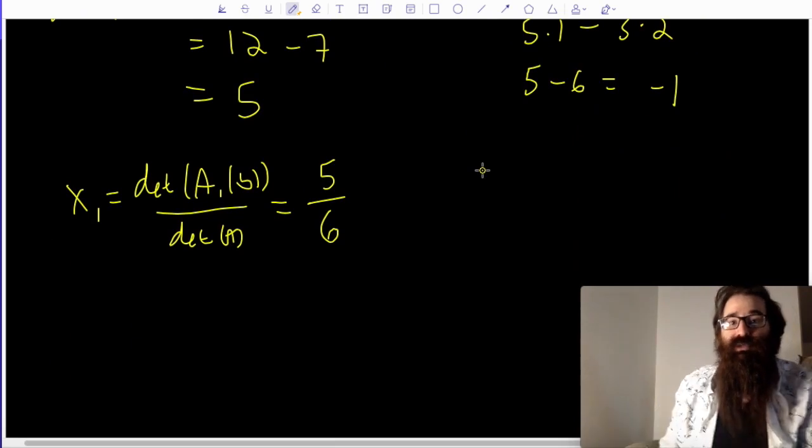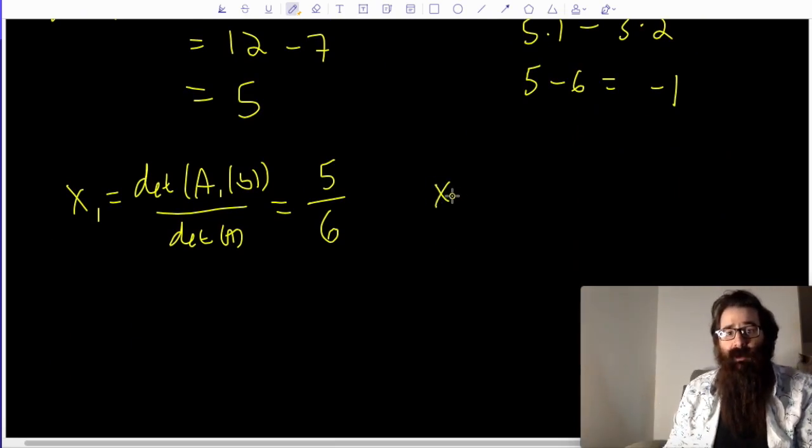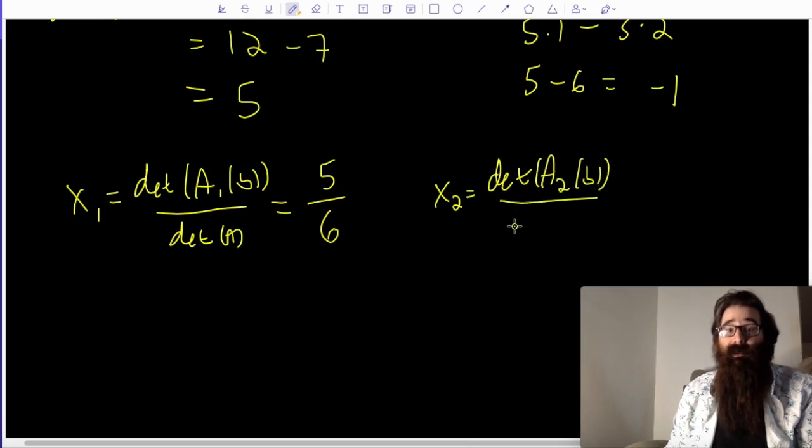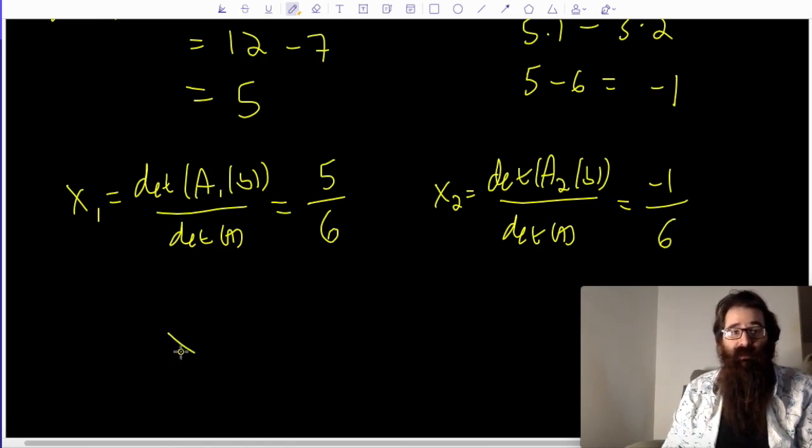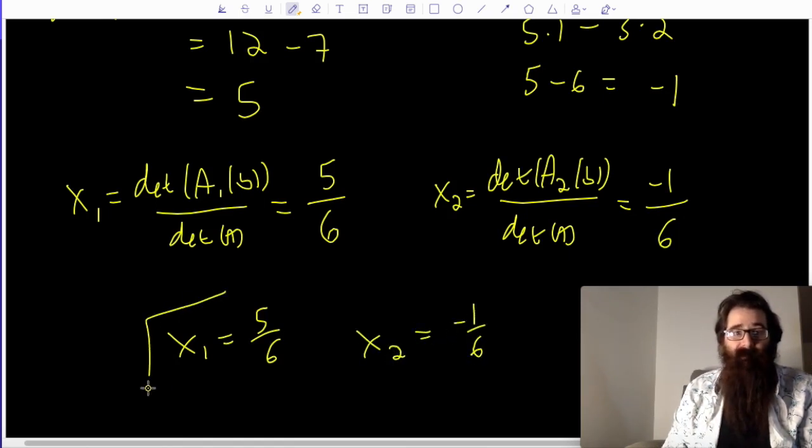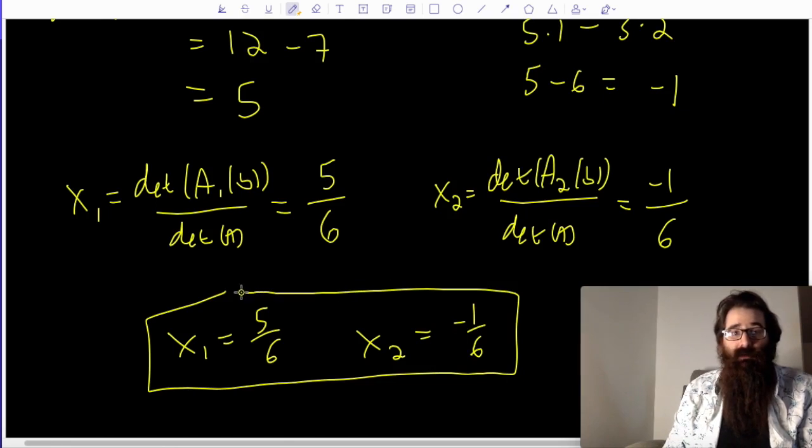And then x sub 2, the other piece of my solution, is the determinant of A sub 2 at B divided by the determinant of A. And A sub 2 at B's determinant was this negative 1, divided by the determinant of A, I can look over there, it was 6. And now I have my pieces. So my solutions, x sub 1 is 5 over 6, x sub 2 is negative 1 over 6. And this is my unique solution.